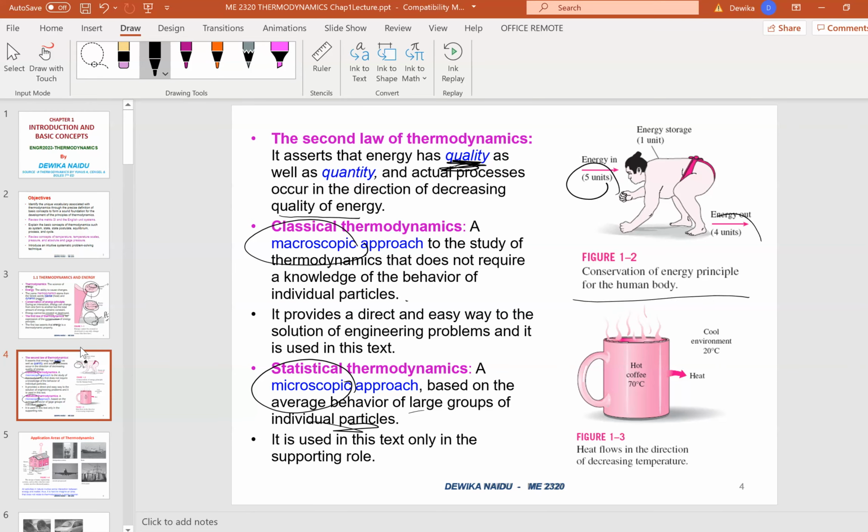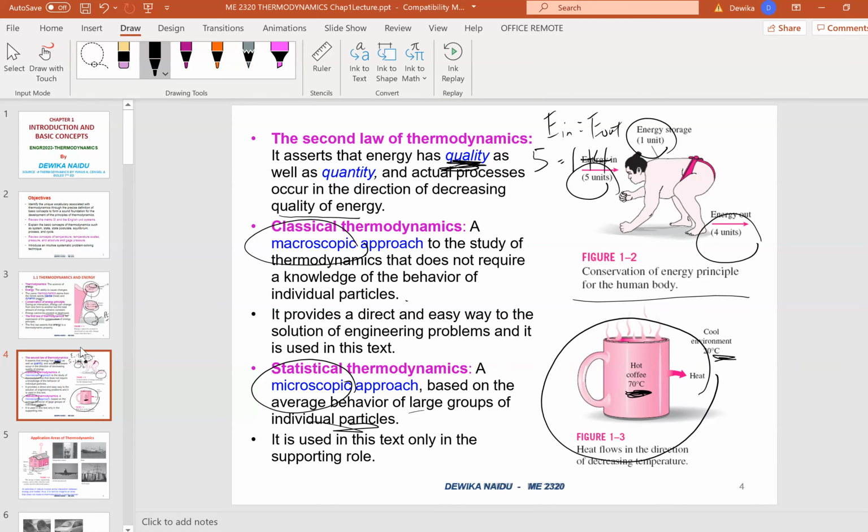A good example of conservation of energy from the previous slide: energy in 5 units, energy out 4 units, energy stored 1. So at the end of the day, energy in equals energy out for this sumo wrestler: 5 went in, 1 was retained in the body and 4 went out. So 1 plus 4 is 5. And now this is the second law of thermodynamics. If you put a hot cup of coffee at 70 degrees in a cold environment at 20 degrees, you will see that the heat travels in a certain direction, not all directions, which is from hot to cold.